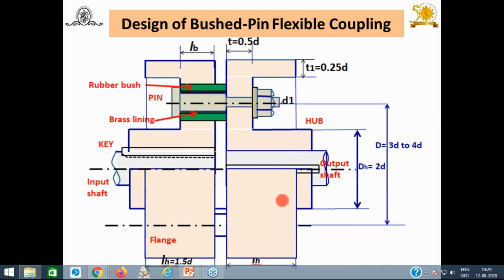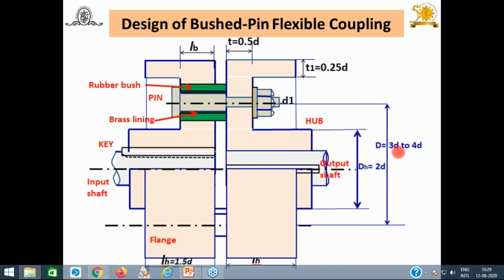So what you have to do is, first of all, find out the diameter of the shaft, then design the key, then design the hub, then design the flange. Once you know the diameter of the shaft, you will get the diameter of the hub. Once you know the diameter of the shaft, you will get the PCD of the bush pin. Here, the pitch circle diameter at the pin center is given as 3 times the diameter of the shaft to 4 times the diameter of the shaft.